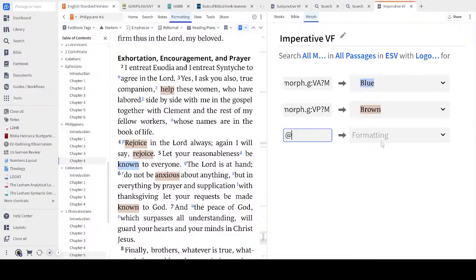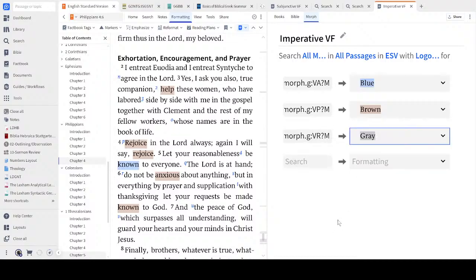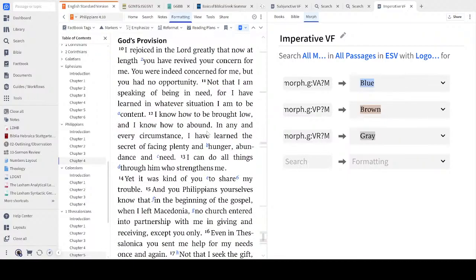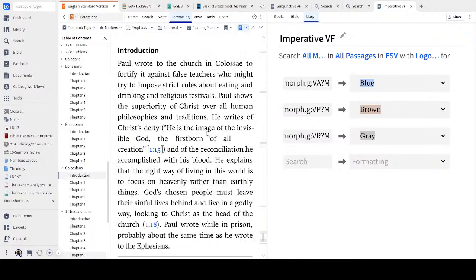Let's get another one that's going to help. So we're now adding another verb, and we have the imperative. Let's look for a perfect. And in here, we're going to put that, and it's not brown. We're going to have that as gray. So we said that the perfect is something that happens in the past that has ongoing results.